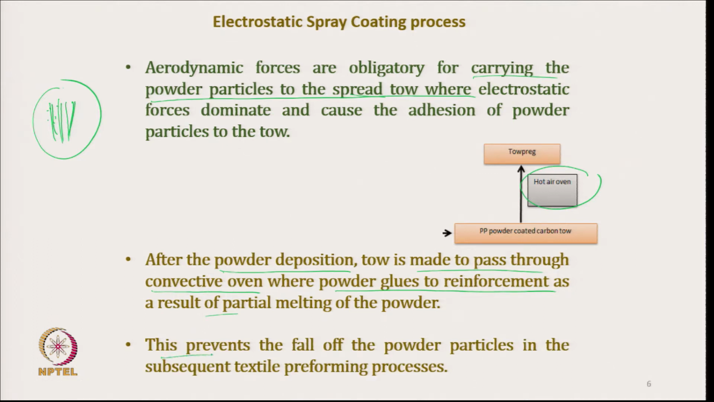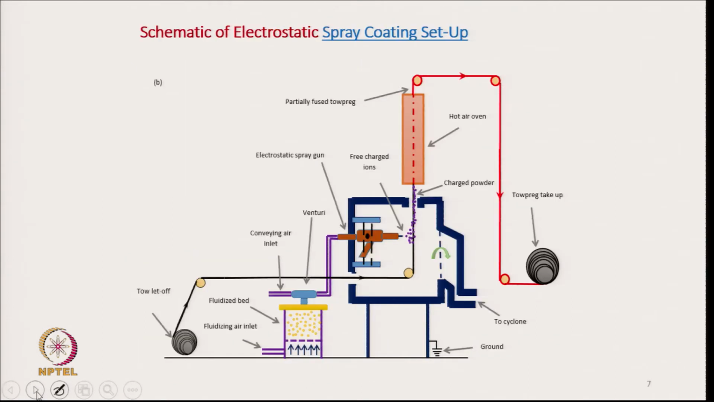So, this prevents the fall of powder particles in the subsequent textile preforming process, like we can use weaving. So, this tow is used for making the fabric or any sorts of preform system. So, this is the spray coating setup.